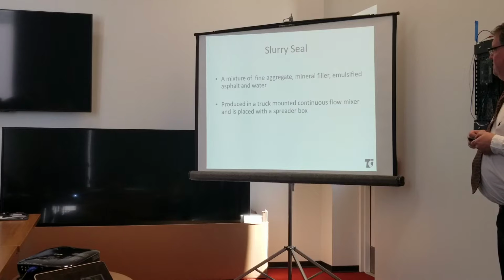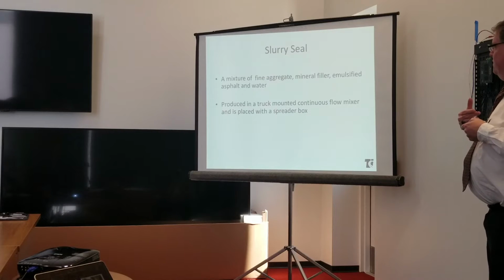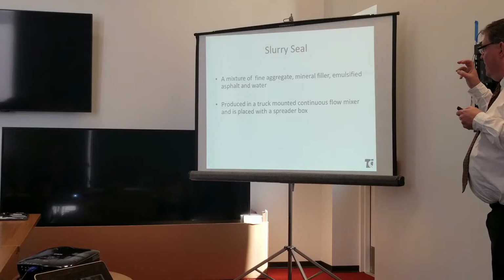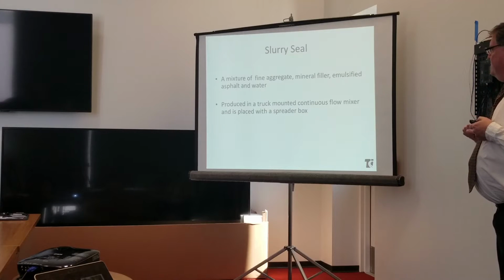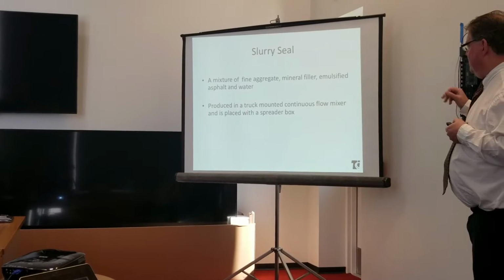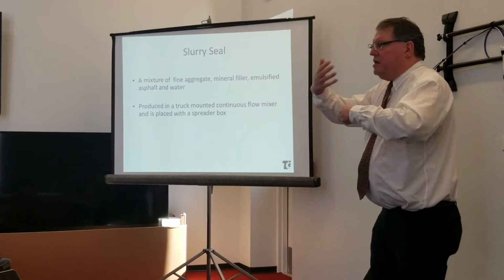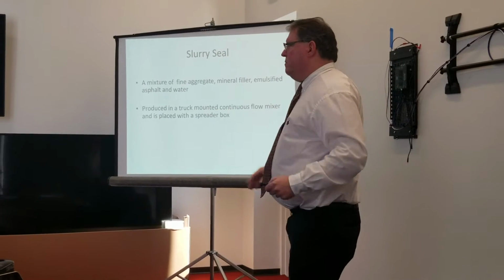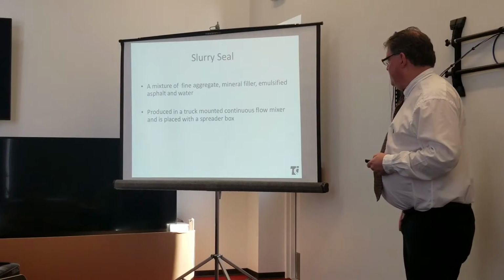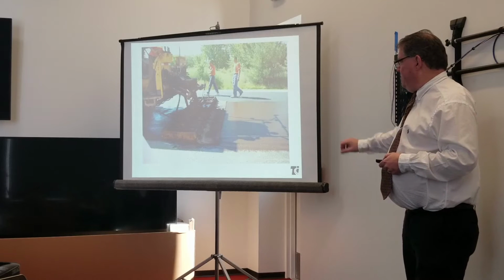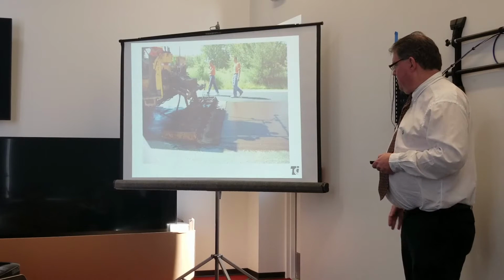Slurry seal. This is a truck mounted mixture, so you've got a truck mounted mixer, fine aggregate, similar to chip seal aggregate, a little smaller, some dust, some mineral filler, sometimes it's Portland cement. Emulsified asphalt and water. We mix it all together on a truck and we spread it out the back of the truck onto the pavement. It looks like this. It has that kind of milk chocolate color when it's first put out.